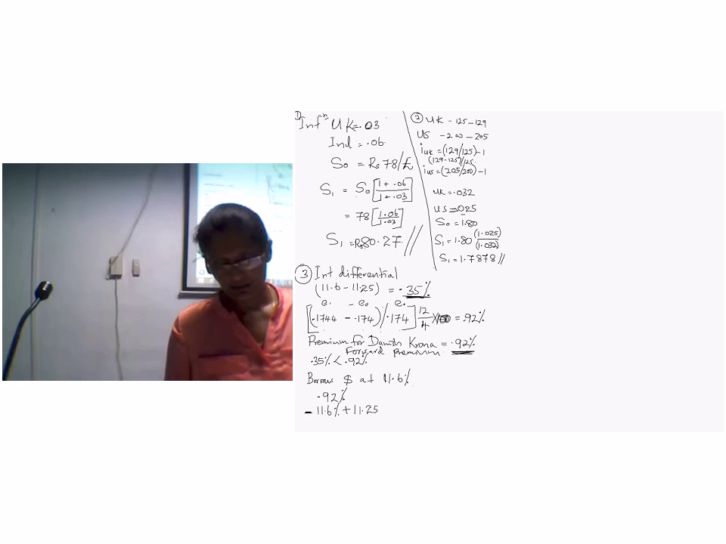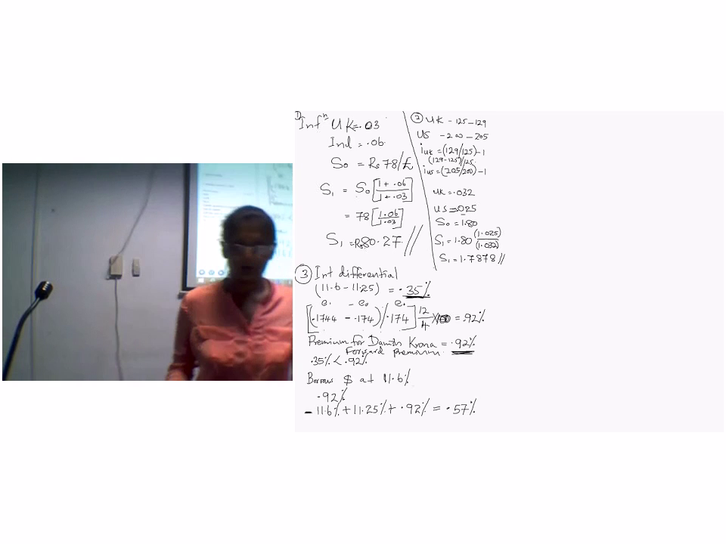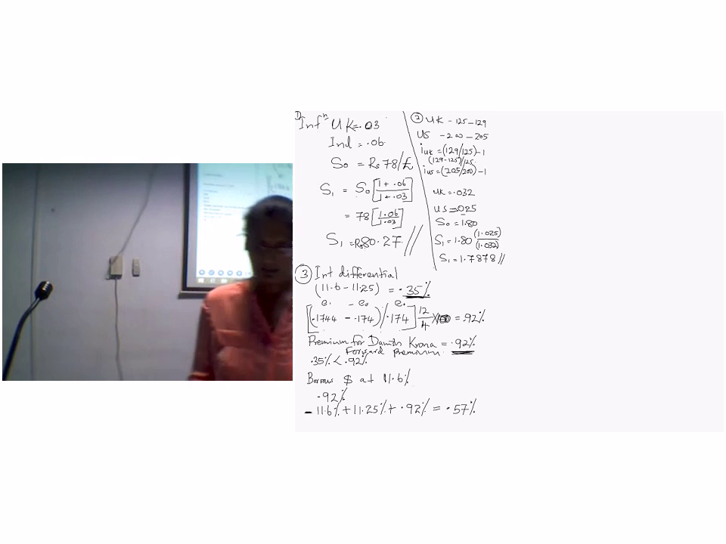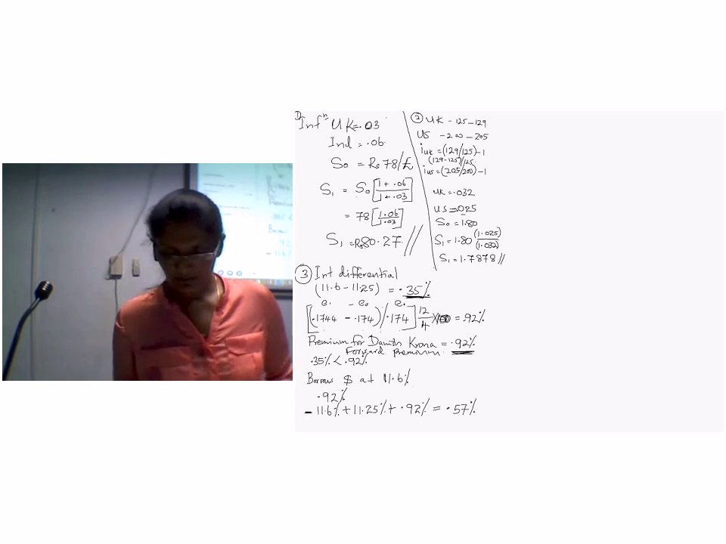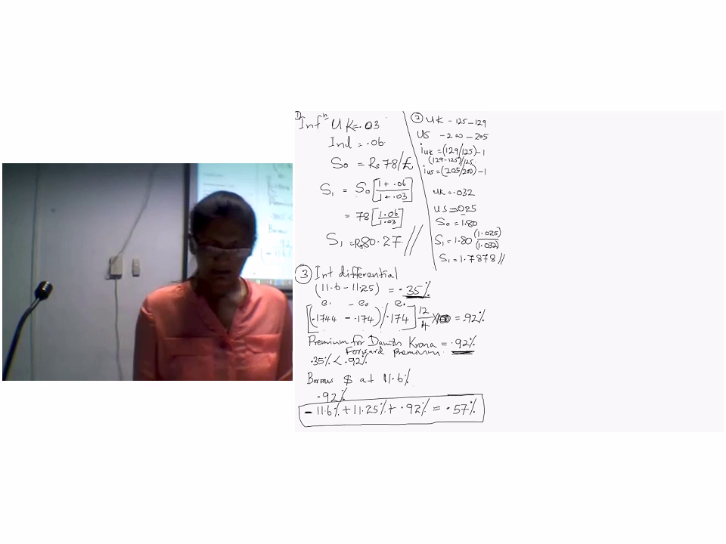11.25 interest you can enjoy, right? On top of that, you can enjoy another premium, which is called forward premium of 9.92%, right? So altogether you get the answer 0.57%. That is how you calculate the gain from investment, 0.57. This is the heart of the question, right?